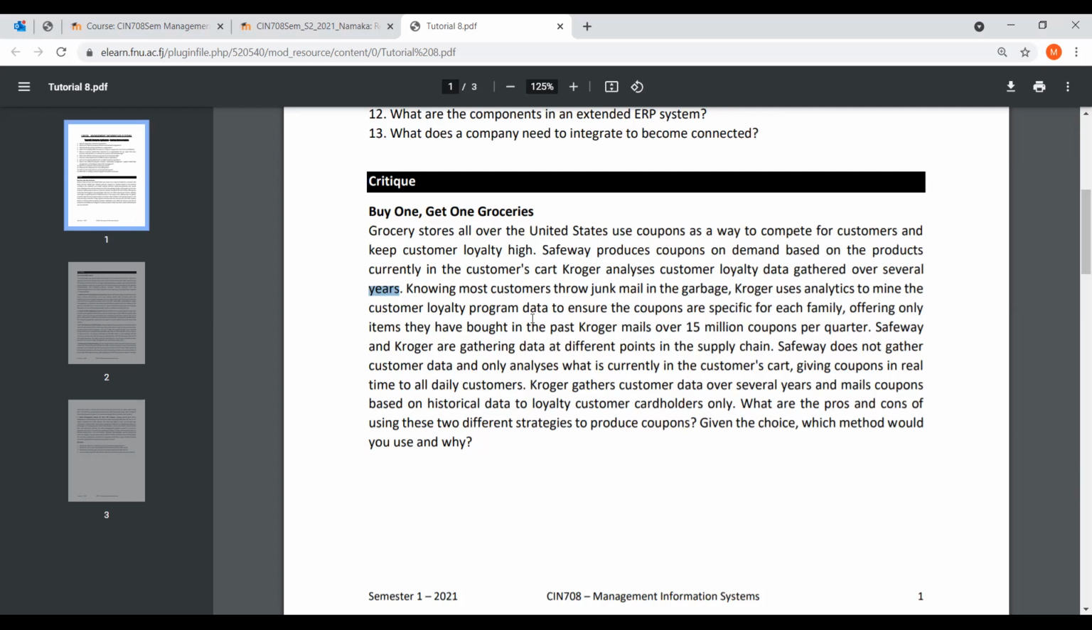Now, the disadvantage for Kroger would be what? What could be the disadvantage for Kroger then? The disadvantage for Kroger in that case is they would not have an instant marketing impact on the customer like Safeway has. Because once the customers have put the items in their cart, Safeway straight away pulls out coupons and gives them out to the customers. Okay. Whereas Kroger does not. So that becomes a disadvantage to Kroger.